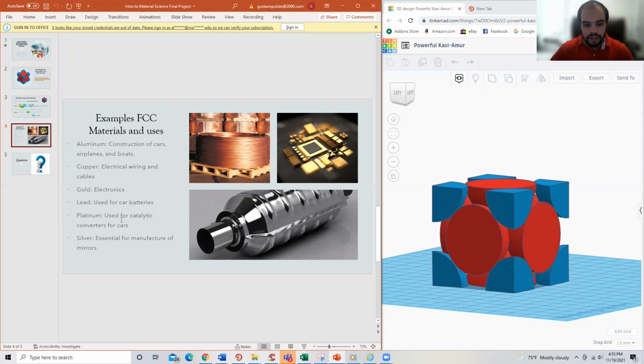We also have platinum, which is used for catalytic converters for cars, and silver, which I found very interesting because silver is essential for the manufacture of mirrors, which is actually something I didn't know, but that I just realized by doing the research for this final project. So all these materials, I introduced some of them. On the top left right here, we have the wires of copper, we have gold in electronics, and we have the catalytic converters made out of platinum and other materials.